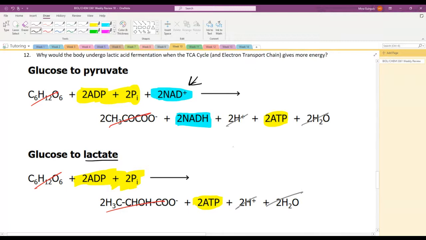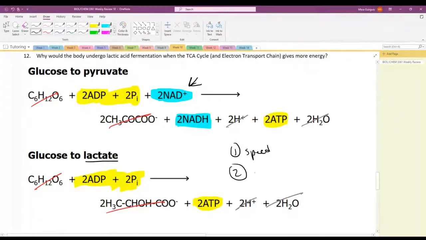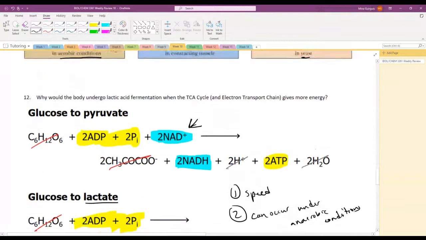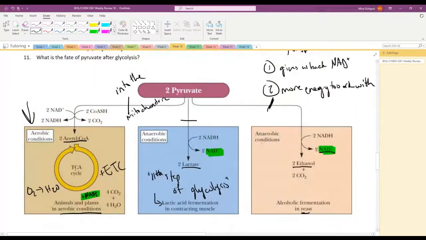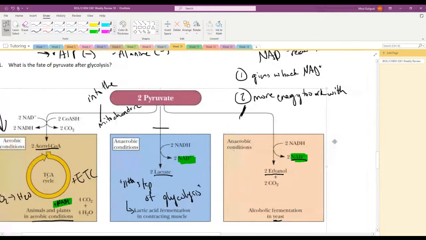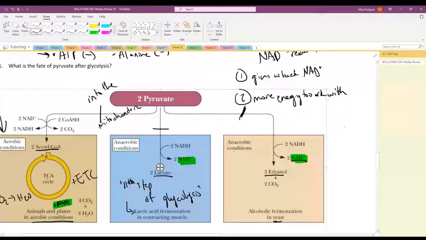Okay. So why would it? First, speed. Glycolysis is very, very fast. Second is it can occur under anaerobic conditions. Okay, those are the two key reasons that we have lactic acid fermentation, right? And that also ties into number 11, which is about the ultimate fate of pyruvate. Is first, under aerobic conditions, TCA and ETC. Second, under anaerobic conditions, lactic acid fermentation. And third, which they don't list on here, but I think is important to mention anyways, making other things, basically.